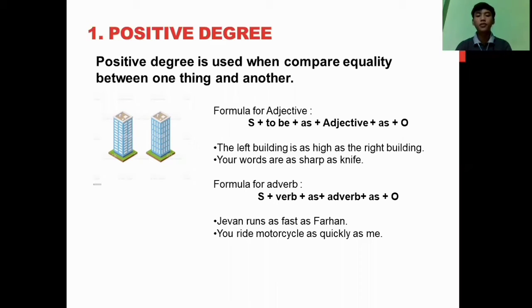For the adverb, you use this formula: subject plus verb plus adverb plus as plus object. So the example is, Jevandra runs as fast as Farhan. And then, you ride a motorcycle as quickly as me.